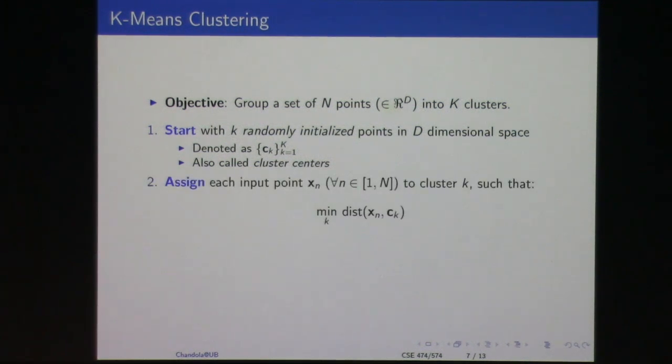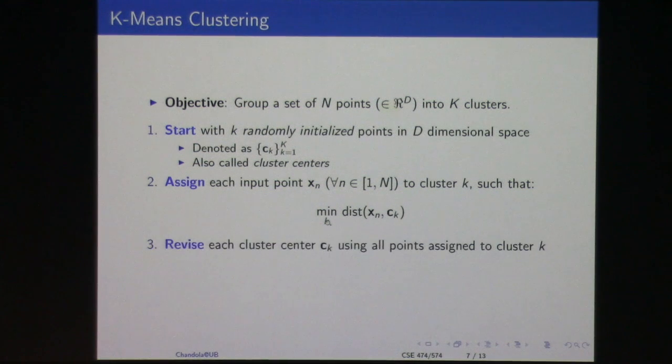Then what we do is we take each data point and compute its distance to each one of these centroids. And then we say that a data point is assigned to the centroid which is closest to it, right? So we compute the minimum distance for every data point to each one of these k centroids and find the k that gives you the minimum value.